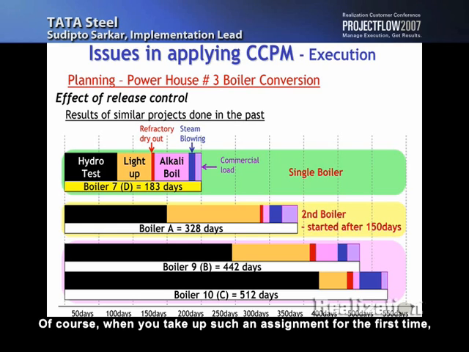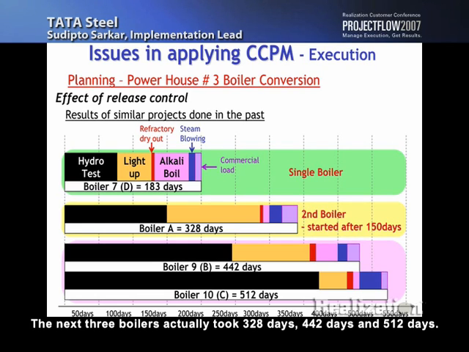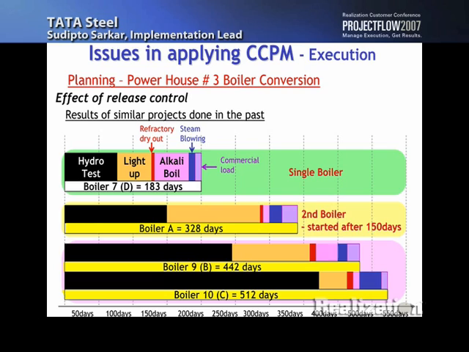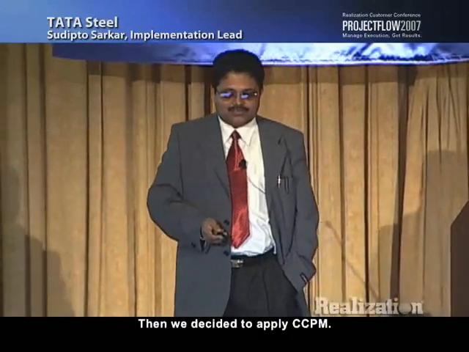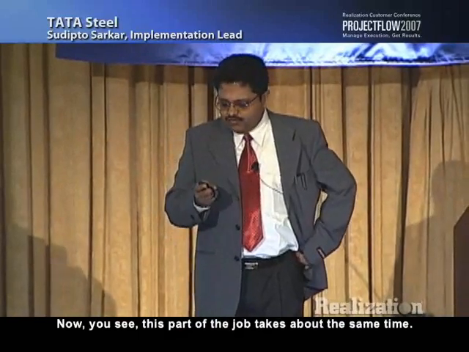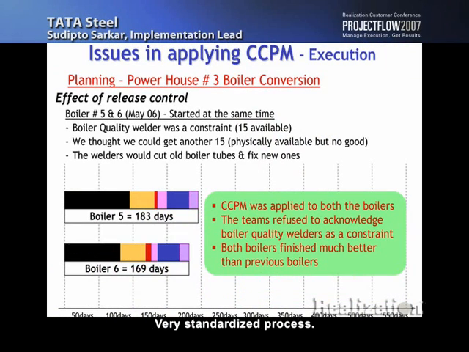Of course, when you take up such an assignment for the first time, there is a lot of management focus. After that, we said, okay, we've been successful, let's try it out on more of them. The next 3 boilers actually took 328 days, 442 days, and 512 days. These more or less started at the same time. Then we decided to apply CCPM. This part of the job takes about the same time, a very standardized process. It's this part of the job, the black patch, where actual work gets done.